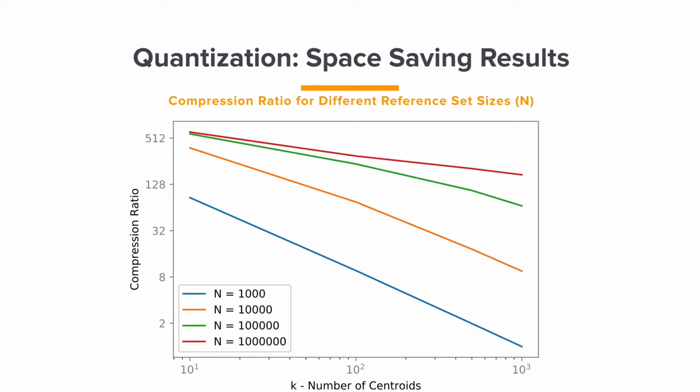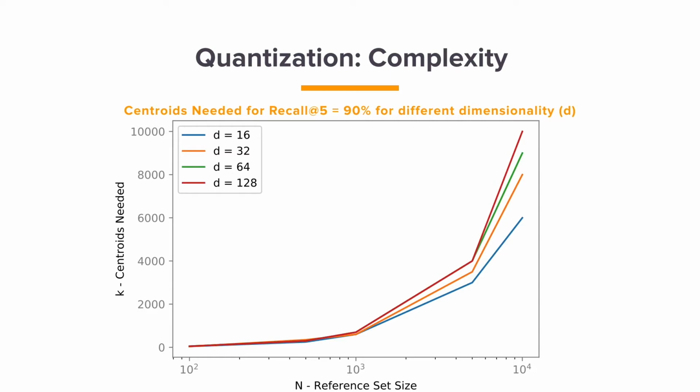The problem is, I need a lot of centroids for it to be accurate. So here I show on the left how many centroids I would need to get a recall at 5 of 90%. That means 9 out of 10 times, the top 5 have the true closest neighbor, right? And I did this for a few different dimensionalities. On the bottom, I show the size of the reference set. So at 10,000 images, if my dimensionality is only 16 floats, I need 5,000 centroids for this to work. That's half the size of the data set. At dimensionality 128, I need 10,000. I haven't saved any work, right?